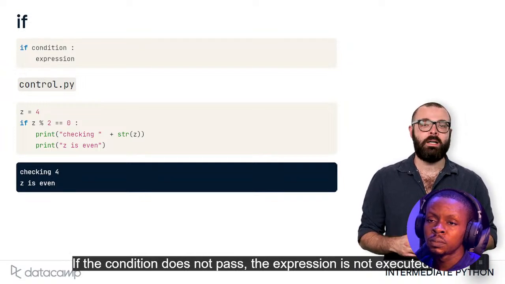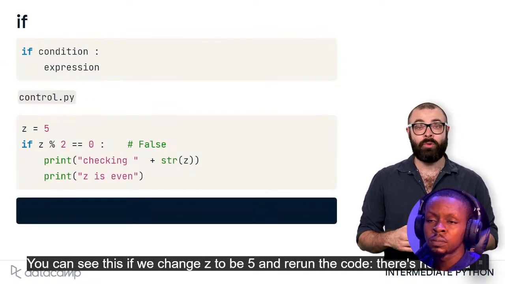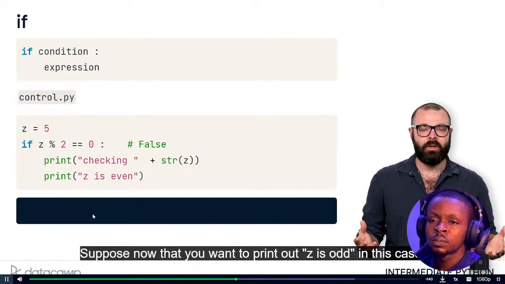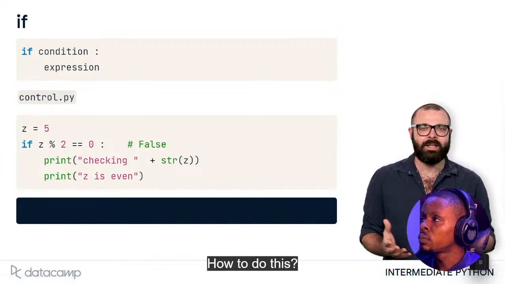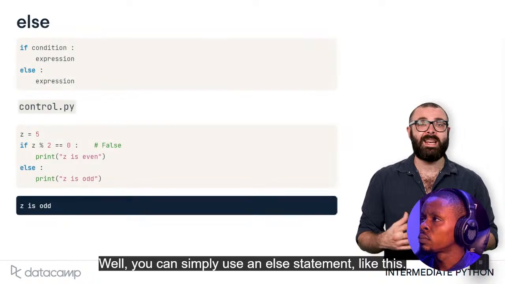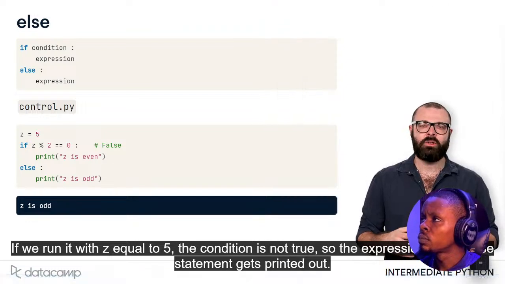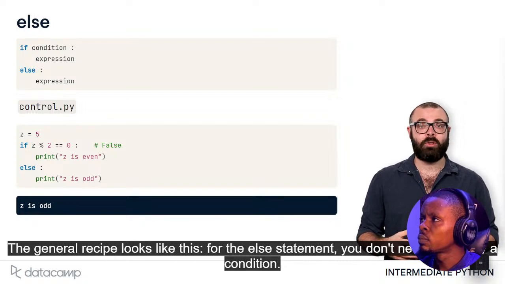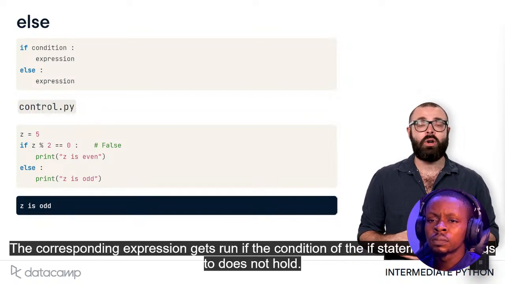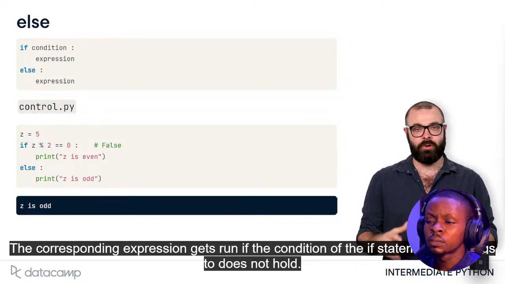If the condition does not pass, the expression is not executed. You can see this if we change Z to be 5 and rerun the code. There's no output. Suppose now that you want to print out Z is odd, in this case. How do you do this? Well, you can simply use an else statement like this. If we run it with Z equals to 5, the condition is not true, so the expression for the else statement gets printed out. The general recipe looks like this. For the else statement, you don't need to specify a condition. The corresponding expression gets run if the condition of the if statement it belongs to does not hold.